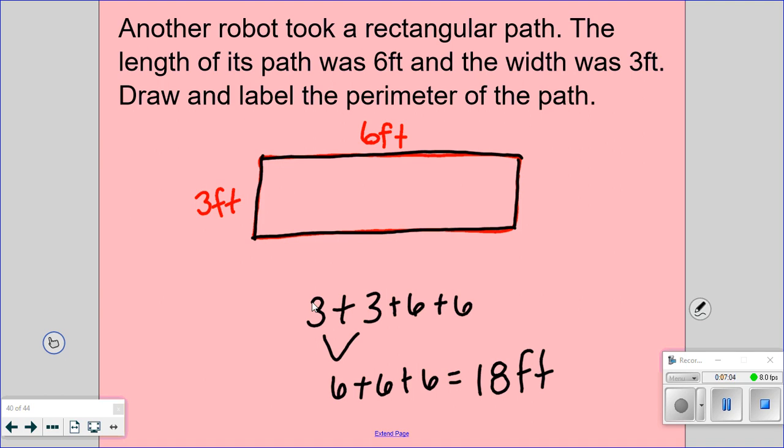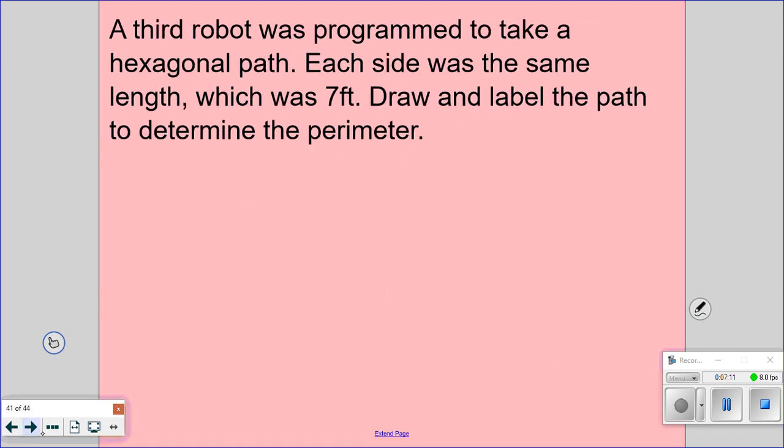So far, so good? Not so bad? All right, we'll do one more, I think. A third robot was programmed to take a hexagonal path. What's a hexagonal path? What shape is that? What shape is a hexagonal path? Tell me. A hexagon. Does anyone remember how many sides a hexagon has?